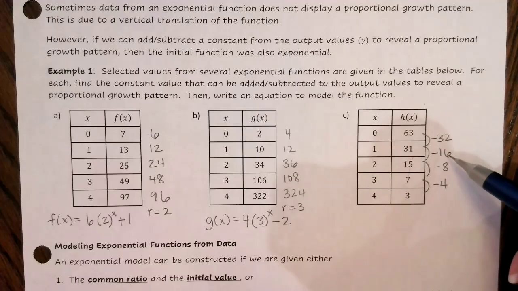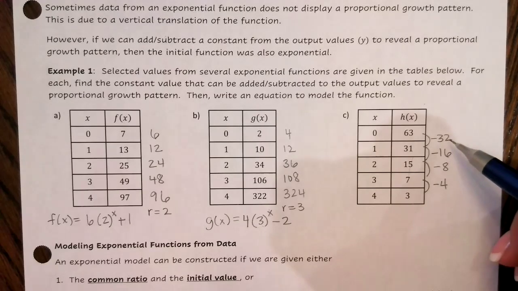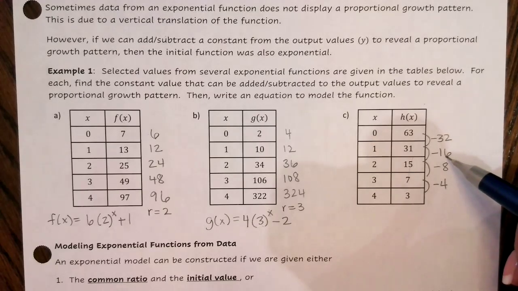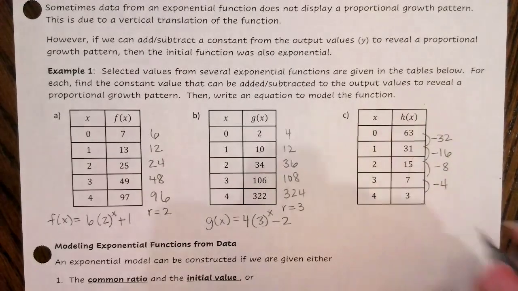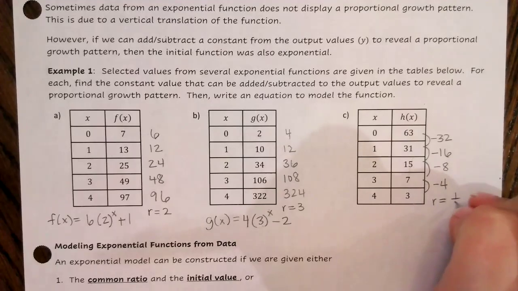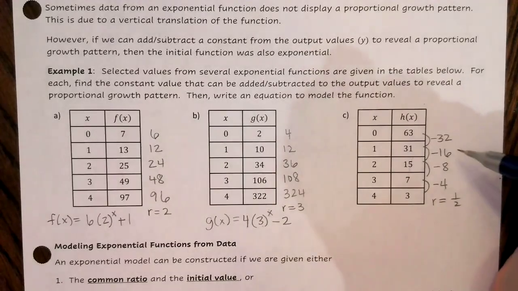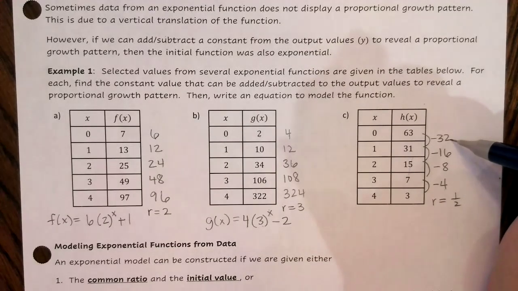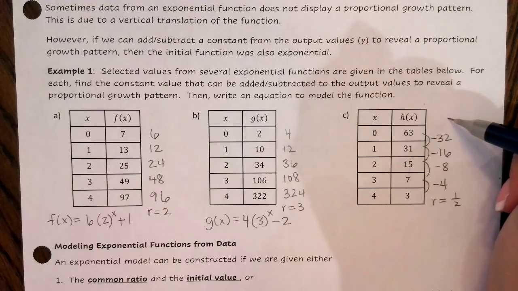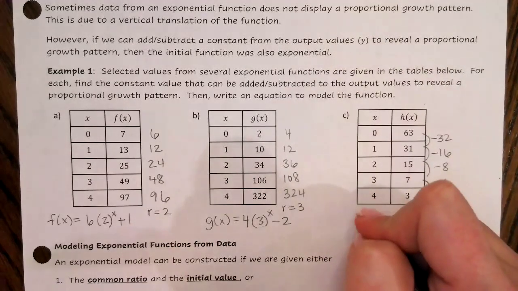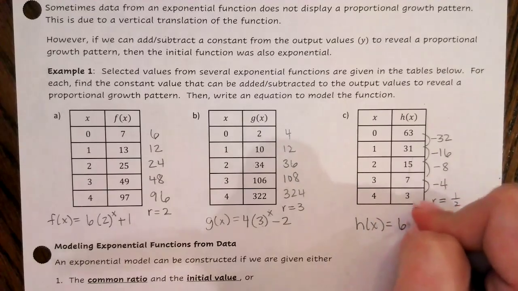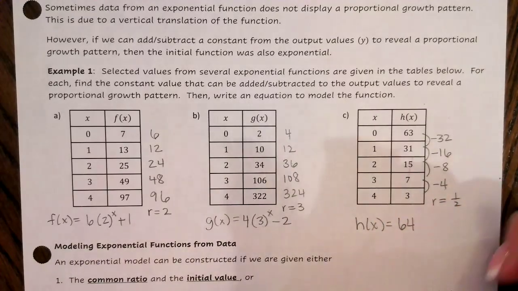We had a negative 32 here and it went to negative 16, so I had to multiply times 1/2. And if I multiply times 1/2 and again times 1/2, my ratio there would be 1/2. Now, if I think about the value here at negative 32, the one right above that should be 64. And so my initial amount would be 64 times the 1/2.